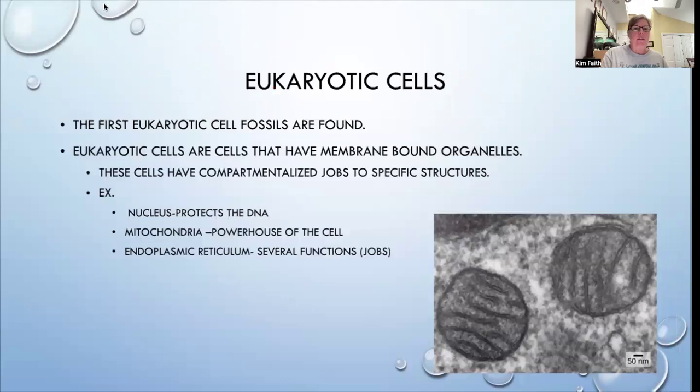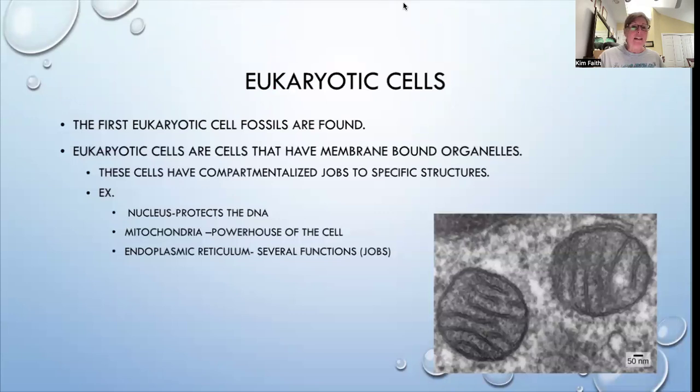Now, the eukaryotic cells. We still have all these cells in the ocean, the seas. They are cooking, and as millions of years progress, they become a little more complex. And so they start to compartmentalize, meaning they start giving jobs to different structures in their cell. For example, a nucleus was formed around the DNA to help protect it. So those cells that had that structure were more successful.